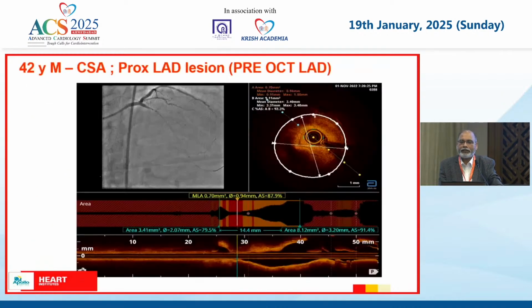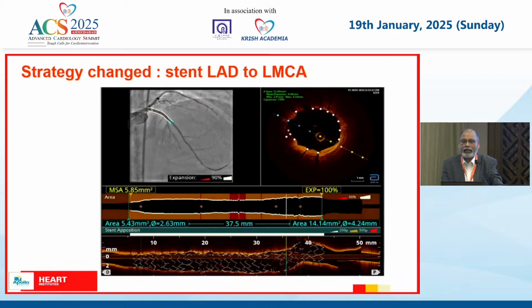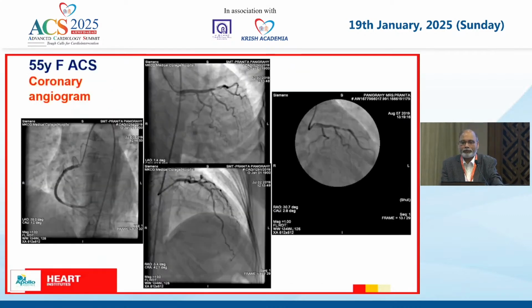Lastly, detecting complications. For example, this is a case of a proximal LAD lesion where there is a tight lesion on OCT, and in this case, extensive dissection occurred when the balloon was used in the LAD. The problem was, for this extensive dissection, I had to put another stent from the LAD till the LMCA, and after that you can see the results are very good and we have achieved the required diameters, 100%.